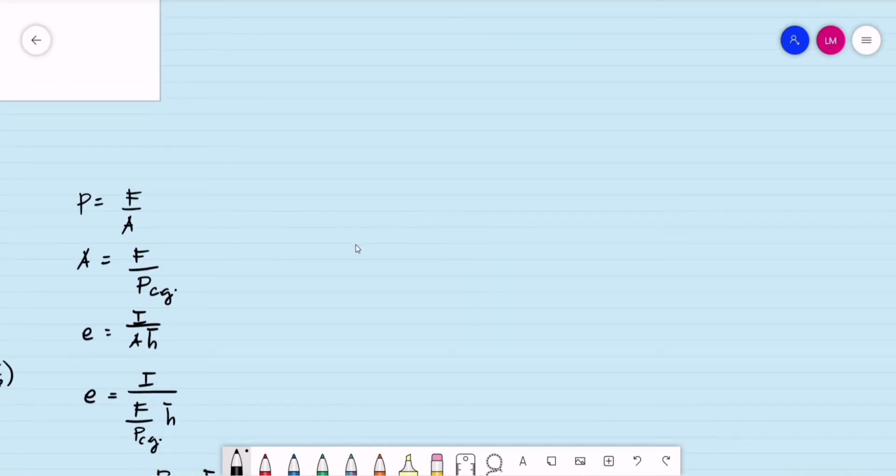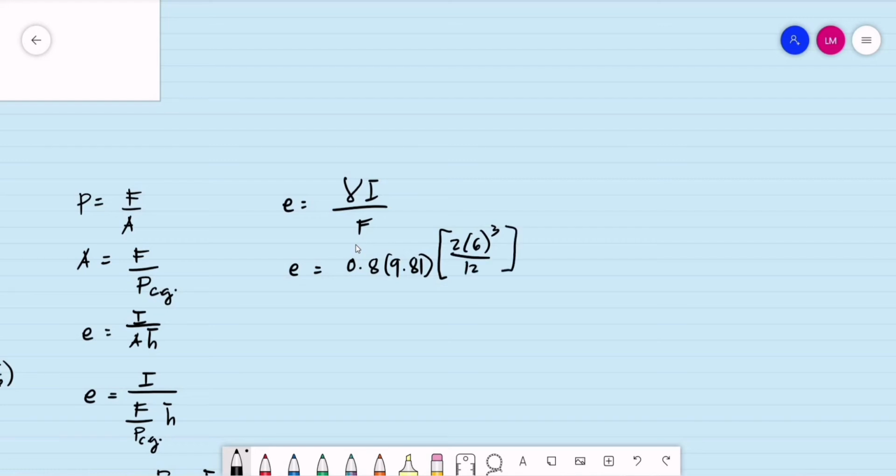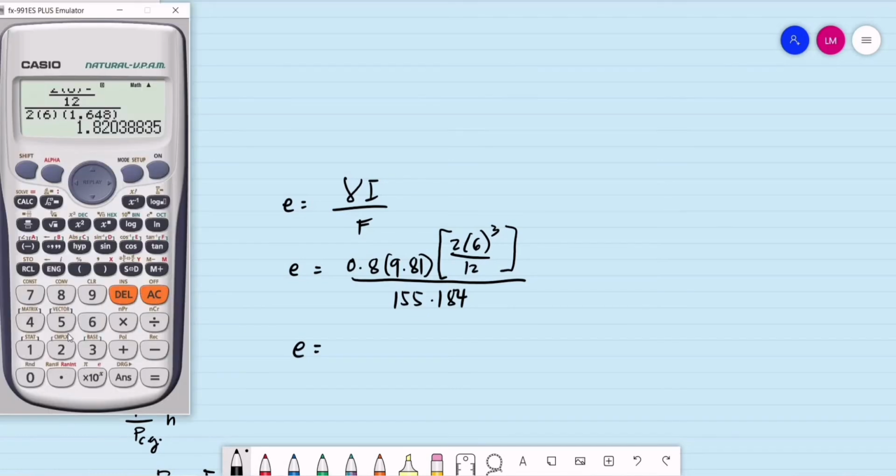Okay, so we have the eccentricity is equal to the unit weight of the liquid, moment of inertia, divided by the force. So, yung E nito is equal to, ano yung unit weight ng liquid? It is oil with a specific gravity of 0.8 times gamma water, 9.81. Ano yung moment of inertia ng gate? Ito yung 2 meters by 6 meters cubed divided by 12. The bd cube over 12. Tapos yung force na nakuha natin is 155.184 kilonewtons.